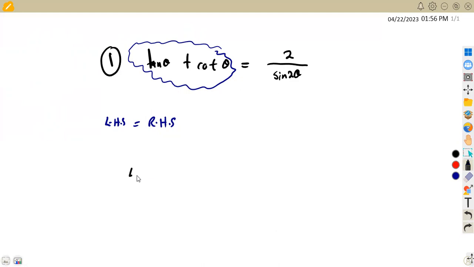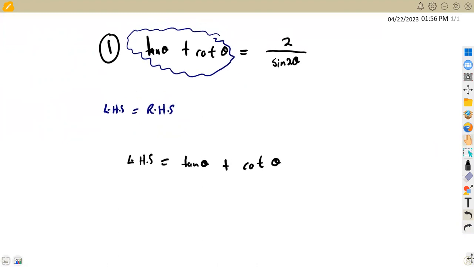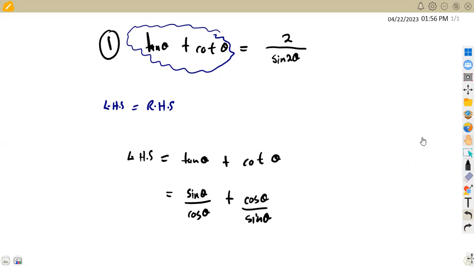All right, so taking the left-hand side, we are given this as the tan of theta plus the cot of theta. Knowing from the ratios that we talked about, remember we say that tan is the same as sine over cos. So we can write this as the sine of theta over the cos of theta plus cot, remember, is cos over sine. So this is cos of theta over the sine of theta.